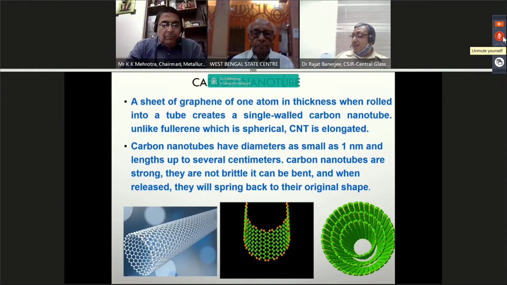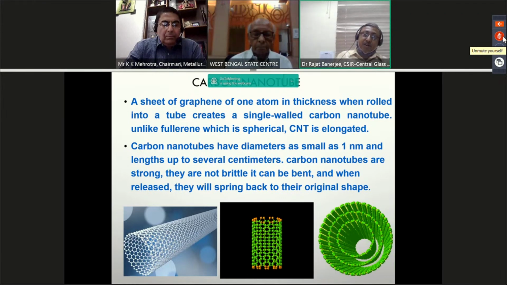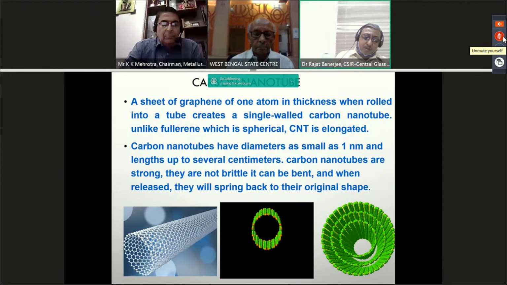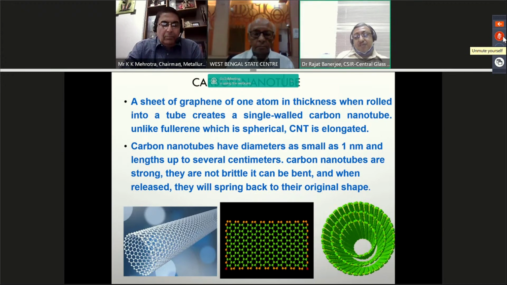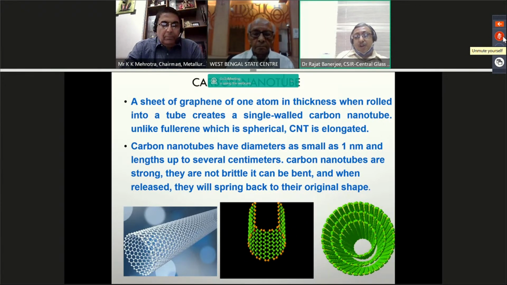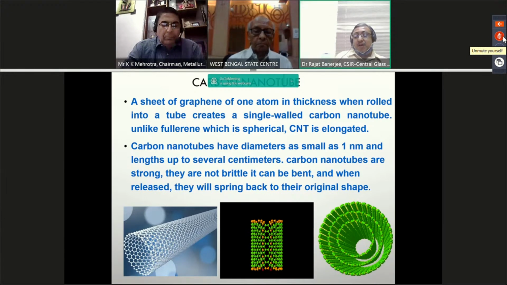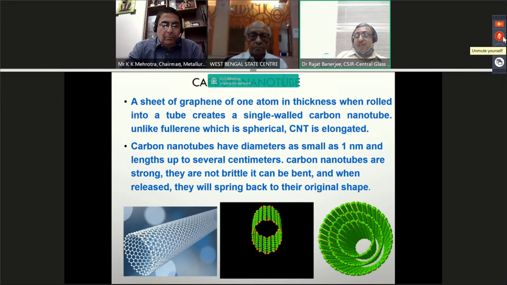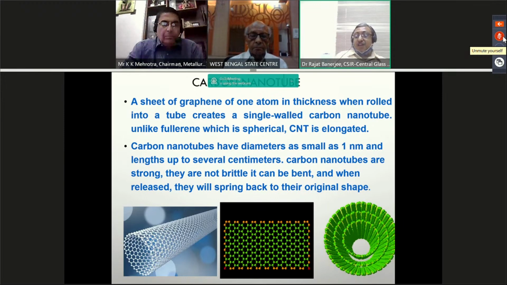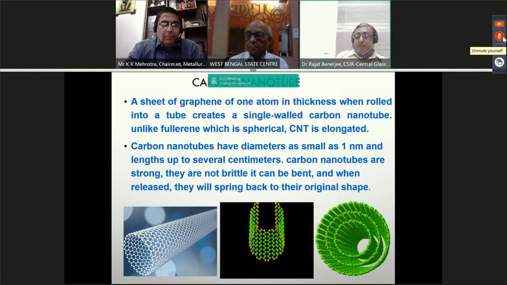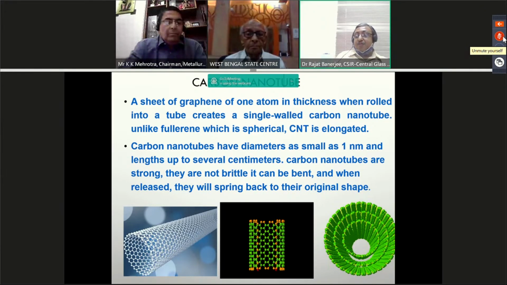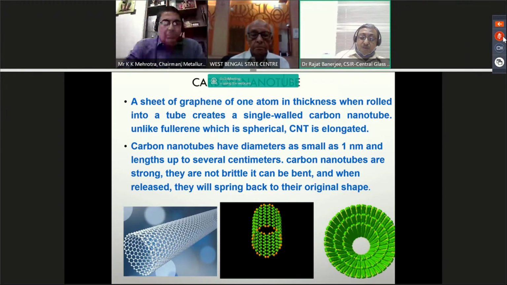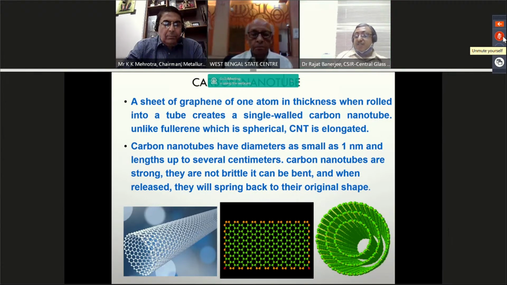The next one is carbon nanotube, which is the most important of the nanomaterials used so far, and particularly in the medical field. It is a sheet of graphene of 1 atom in thickness, rolled into a tube, creating a single wall carbon nanotube. Unlike fullerene, which is spherical, CNT is elongated. Carbon nanotube has a diameter as small as 1 nanometer and length up to several centimeters. Carbon nanotubes are strong but not brittle. They can be bent, and when released, they can spring back to their original shape. This first one, which has been bending, you are seeing, is a single wall carbon nanotube. On the extreme right side, it is a multi-wall carbon nanotube.